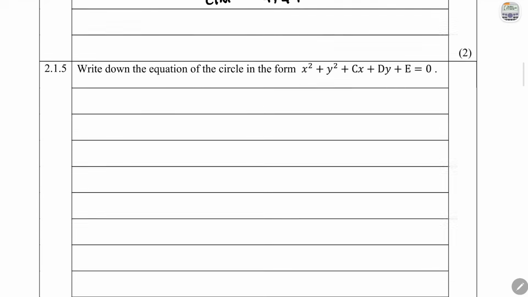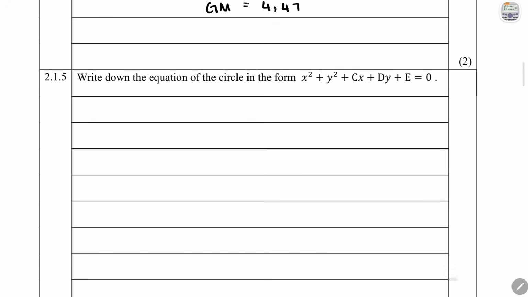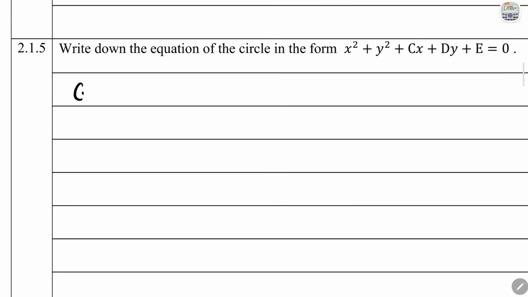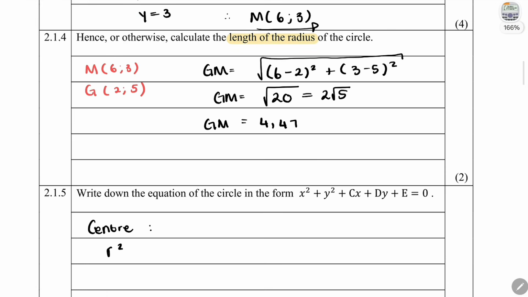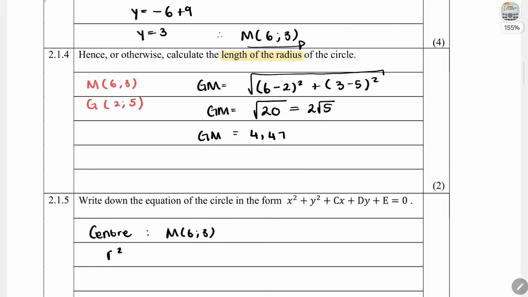Question 2.1.5 says write down the equation of the circle in the form, and they want us in this form. So it's just the equation of the circle. To find the equation of a circle, you need the center and you need the value of r so that you can find r squared. We know the center already from the previous question, that is M. We already know that this is (6, 3). And r squared, well, we know what r is.